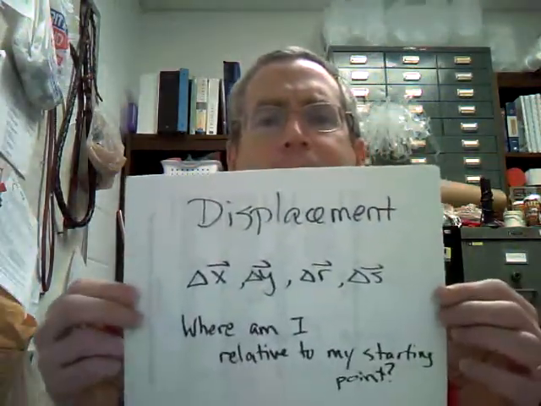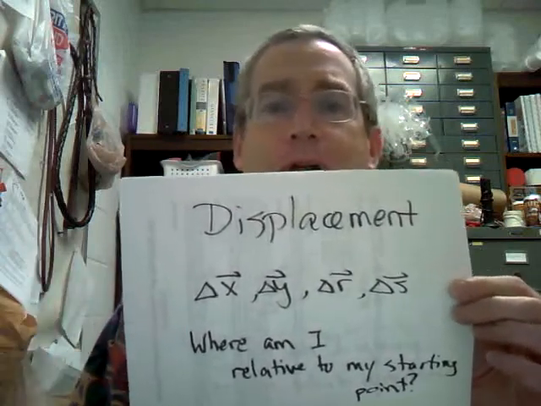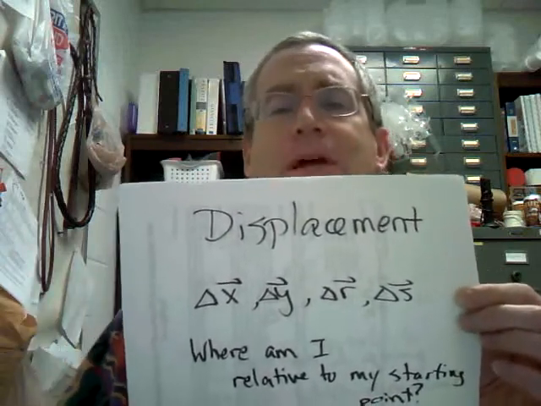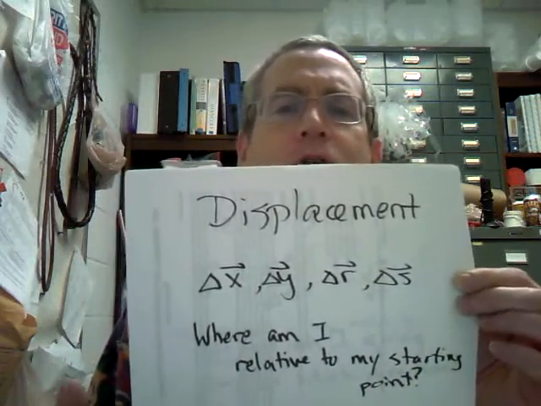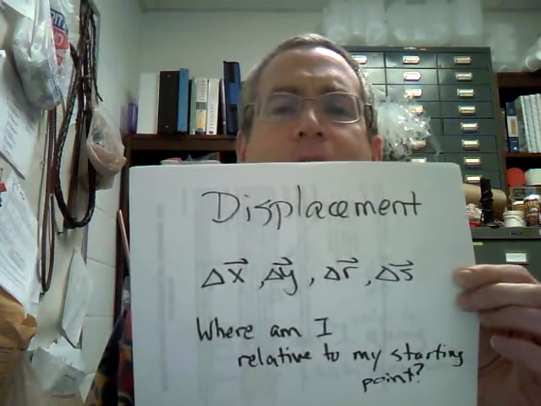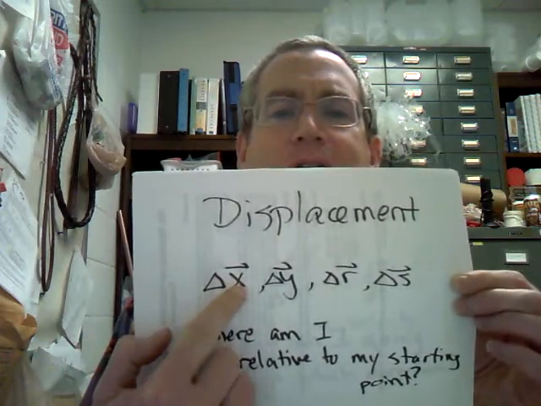Now, related to position, and often used interchangeably with position, and I'll do it sometimes too, but I try not to. I'm trying to break myself of the habit. Displacement. If I put a rock into a glass of water, the water gets displaced. Displacement is moving, pushing something out of the way. But in terms of motion, displacement means where am I relative to my starting point? In other words, what is my change in position?